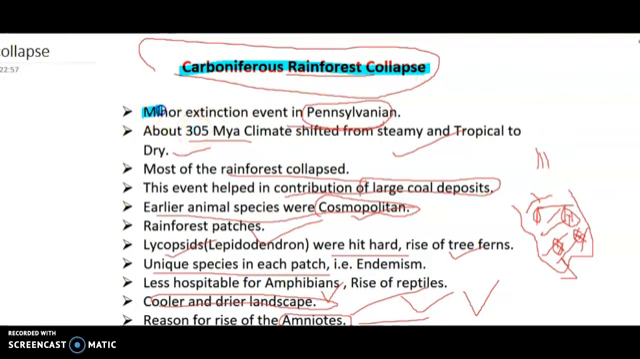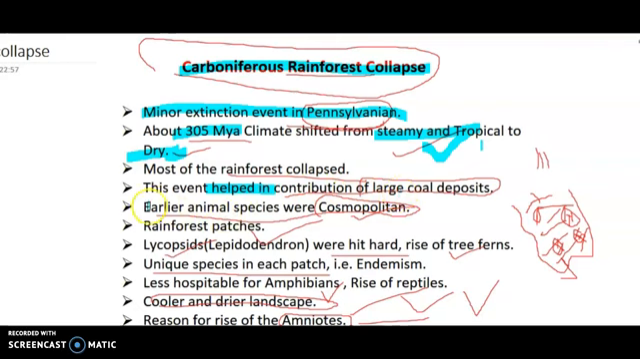Okay, so it is a minor extinction event that happened in the Pennsylvanian, that is, in the late Carboniferous period. About 305 million years ago, the climate shifted from steamy and tropical to dry. So as you know, rainforests are in the steamy and tropical portion of, you could say, Earth. But as this steamy and tropical climate shifted to dry, the rainforest collapsed. Okay, so this event helped in the contribution of large coal deposits.